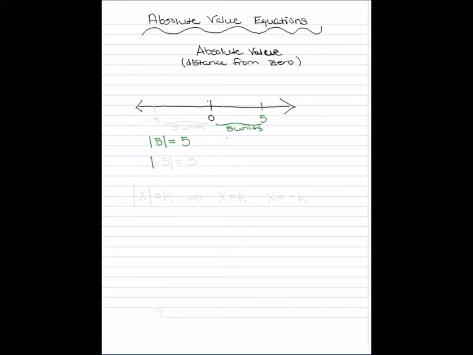And likewise, the absolute value of negative 5 is also going to be equal to 5. If I put negative 5 on the number line, look how many units it's away from 0: 5 units, the distance from 0. The reason I'm saying this is that if you take an absolute value, you end up having two different answers. If the absolute value of x is equal to k, that implies that x could be equal to k, or x could be equal to negative k. I have two different answers here.